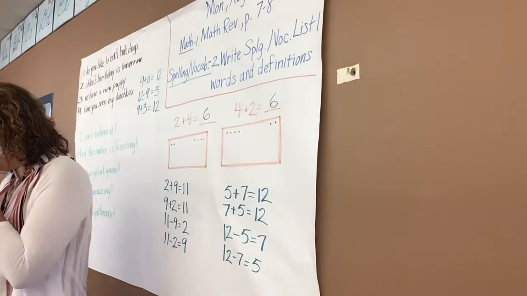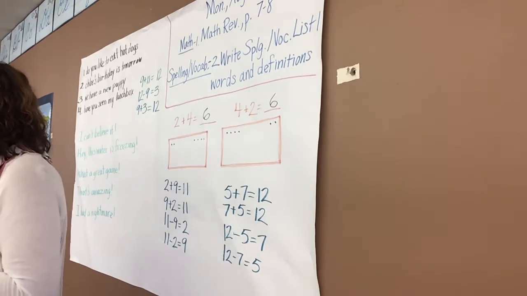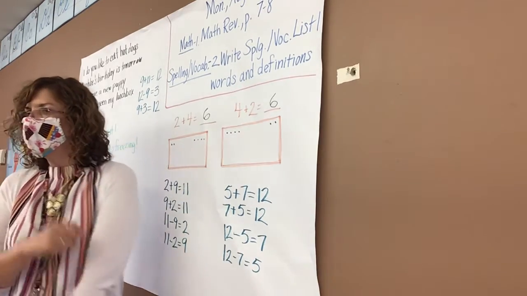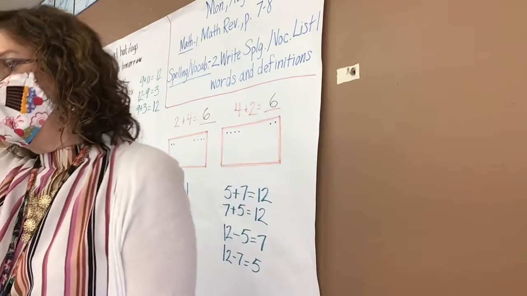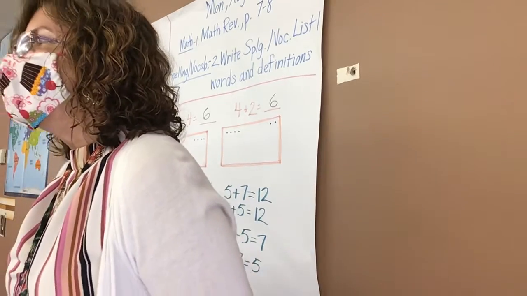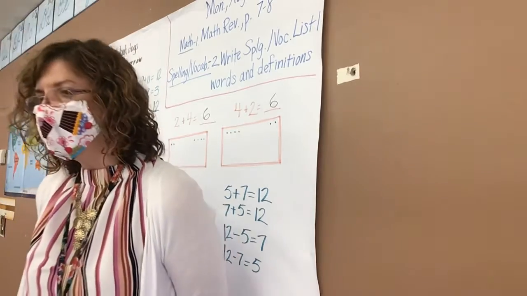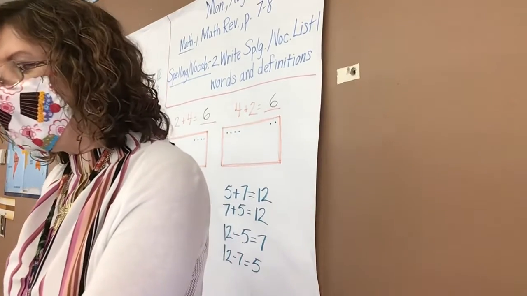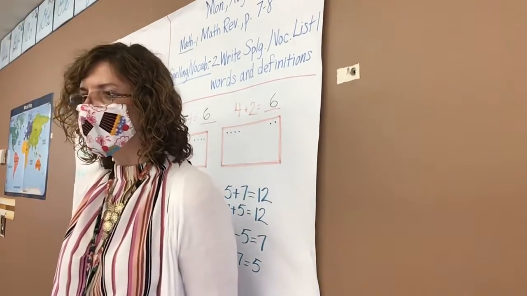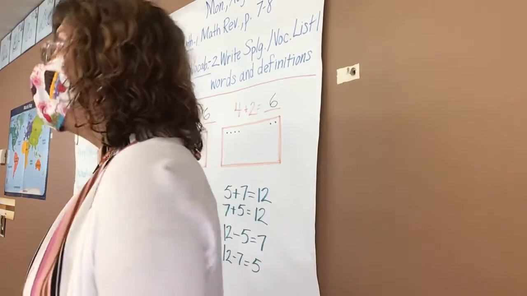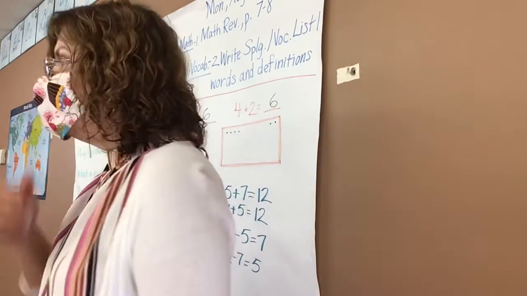All right, to figure that out, we're going to start with 11 and subtract the 3 that we know. 11 minus 3, what does it equal? 8. Very good. 11 minus 3 equals 8. Now you can rewrite that 8 in the missing blank. 3 plus 8 equals 11.